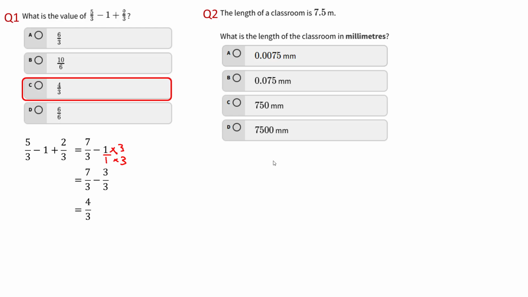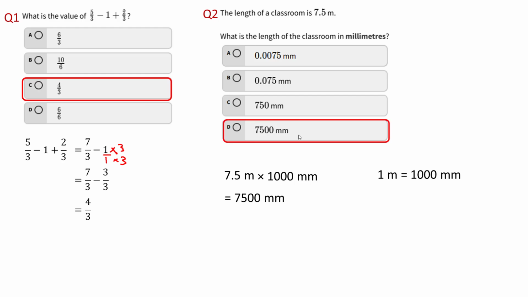Second one, the length of a classroom is 7.5 meters. It asks, what's the length in millimeters instead of meters? Well, 1 meter is 1,000 millimeters, or 100 centimeters, but we're doing millimeters here. So for each of these 7.5 meters, there's 1,000 millimeters. If we take our 7.5 meters and multiply it by 1,000, we'll convert it into millimeters. So that would be 7,500. So D is the correct answer for number 2.